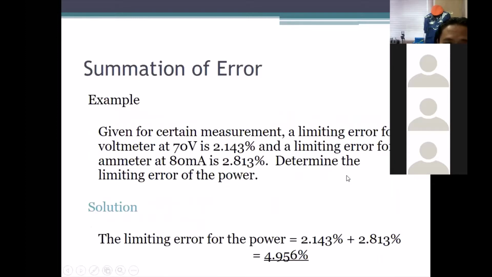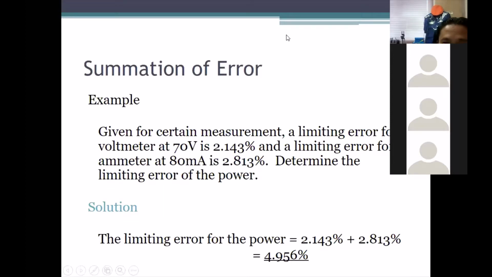So we go for the example here. You can see this one. In a certain measurement, the limiting error for the voltmeter is 2.143%, and the limiting error for the ammeter is 2.813%. Determine the limiting error of the power.